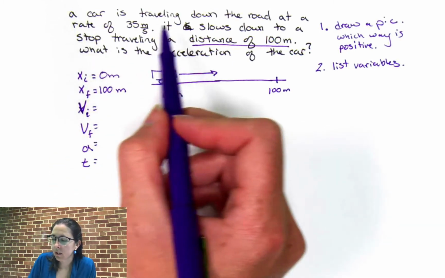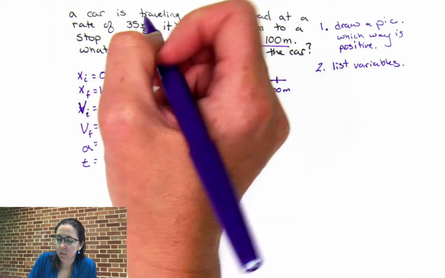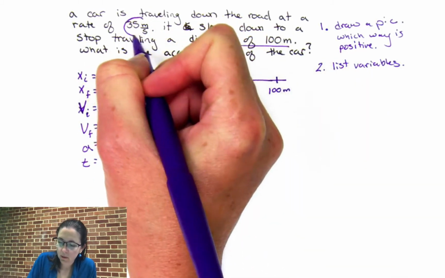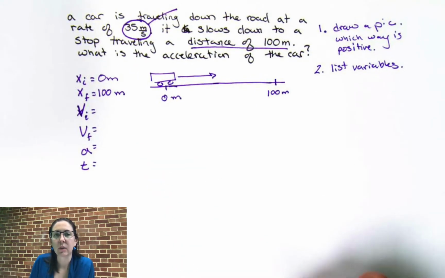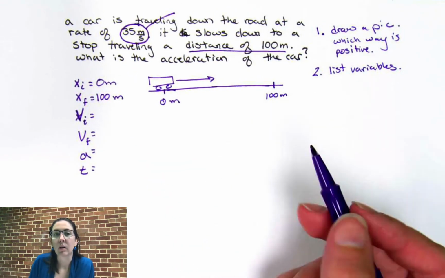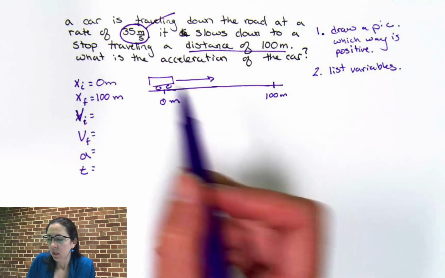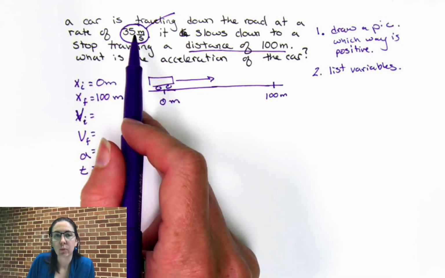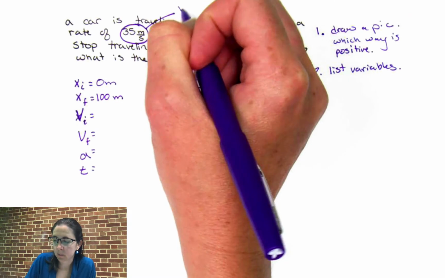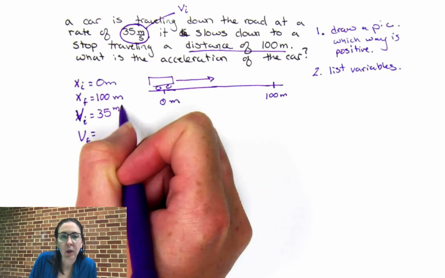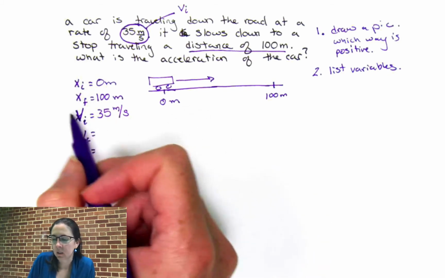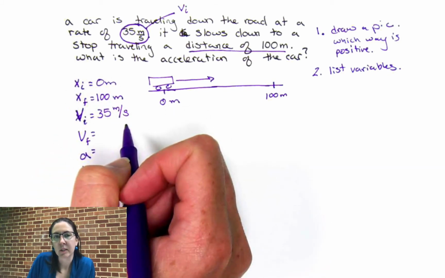A car is traveling down the road at a rate of 35 meters per second. This seems important, 35 meters per second. Use the units to cue you because meters per second is a unit of velocity. So it seems like this is the initial speed that it's going. So I'm going to call this my initial velocity. Notice how I'm annotating the problem as well as writing the numbers in here.